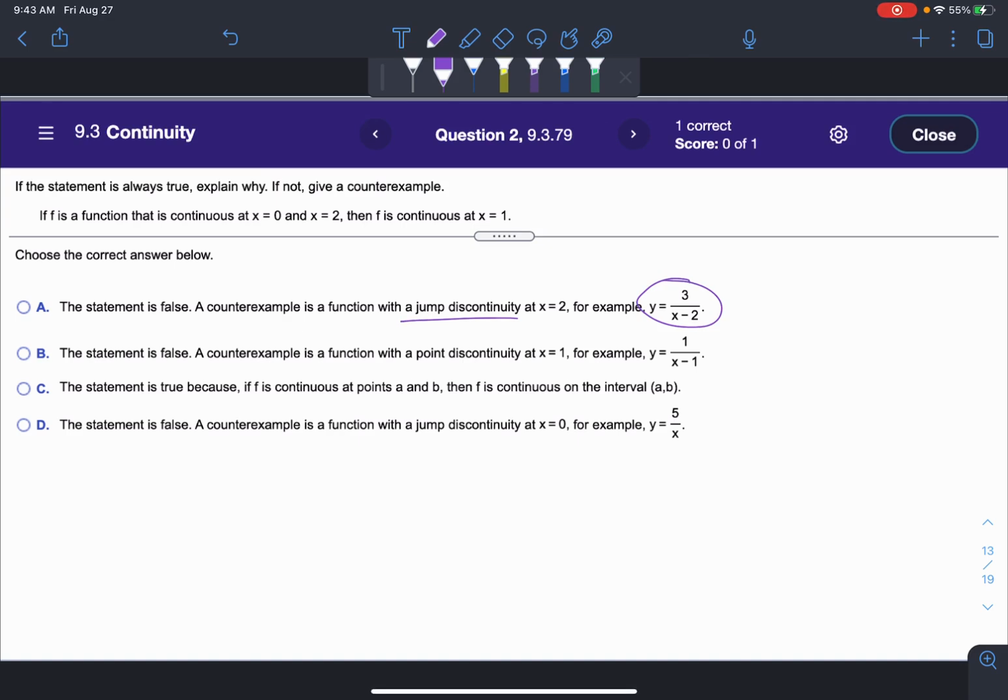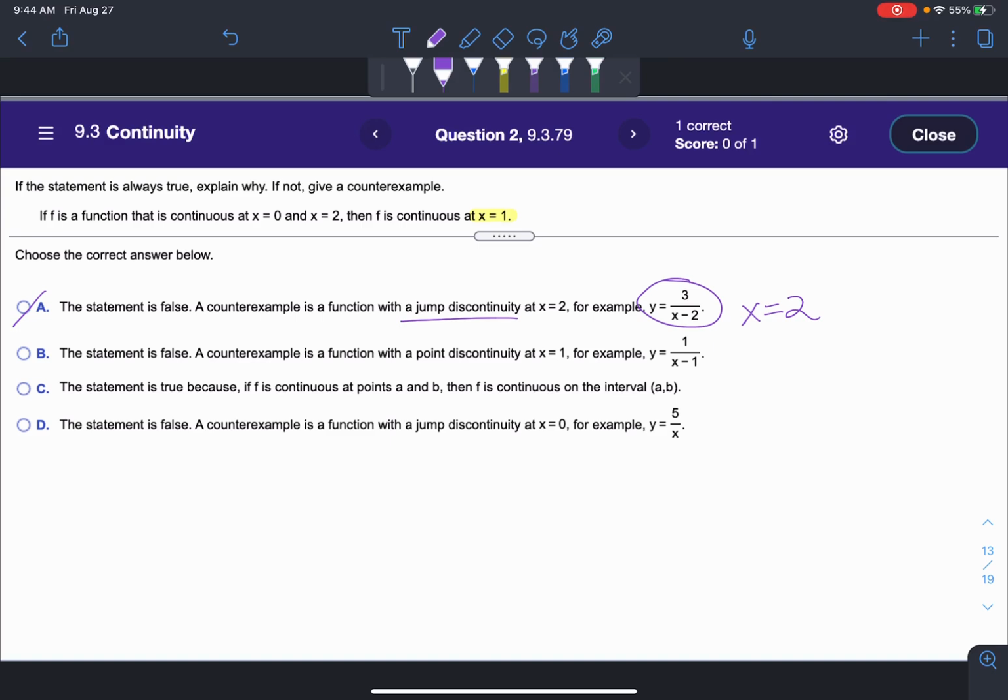So this function, remember when I said look at rational functions, you want to think about that divide by 0? Well, we have the divide by 0 issue when x is equal to 2, right? Because if I plug in 2, I get 3 over 0. So we do have a discontinuity at 2, but we're concerned about discontinuity at x equals 1. So no to A.